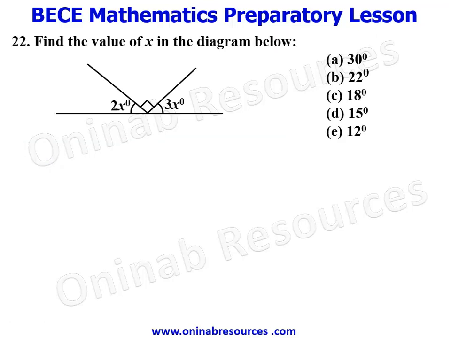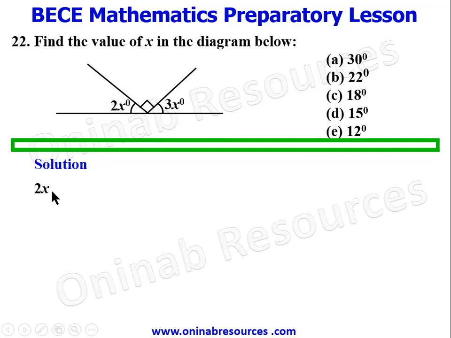That's the end of solution to problem 21. We go to problem 22. Find the value of x in the diagram below. Again, we know that this is a straight line, and angles on the straight line sum up to 180 degrees. Since this is already 90 degrees, it means 2x and 3x are complementary angles, so that we now have it as 2x plus 3x is equal to 90 degrees.